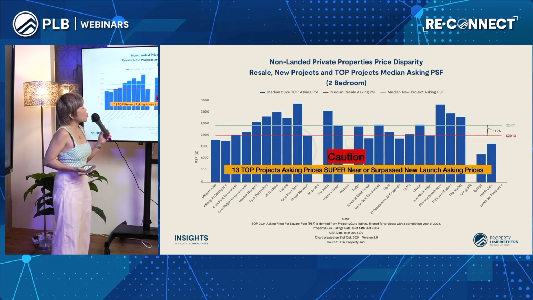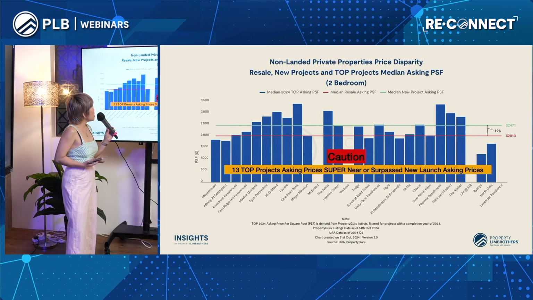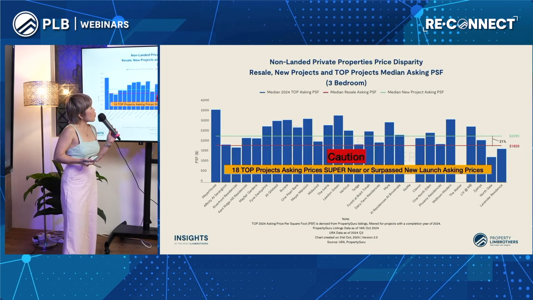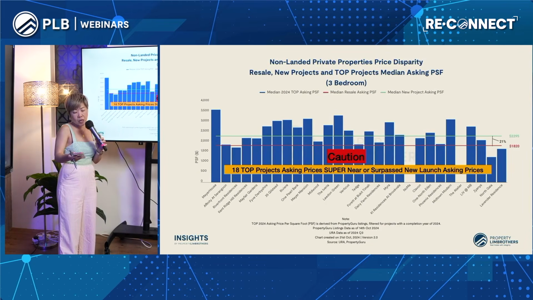This is the graph showing the 2-bedroom. You can also see that there are 13 TOP projects that are priced very near to new launch prices. Okay, so this one is for the 3-bedrooms, where you can also see that comparison.